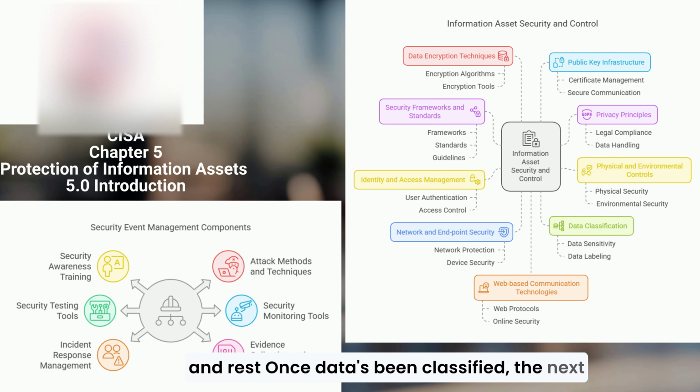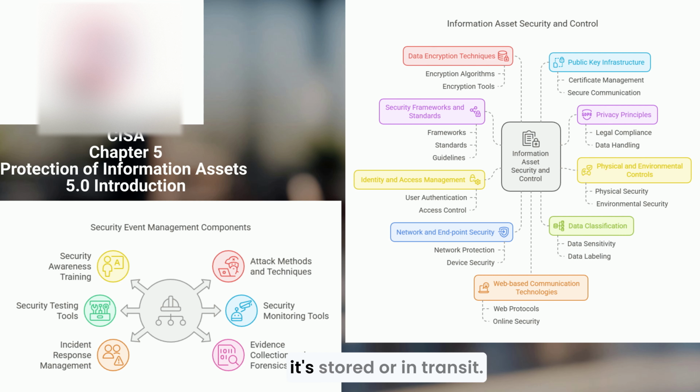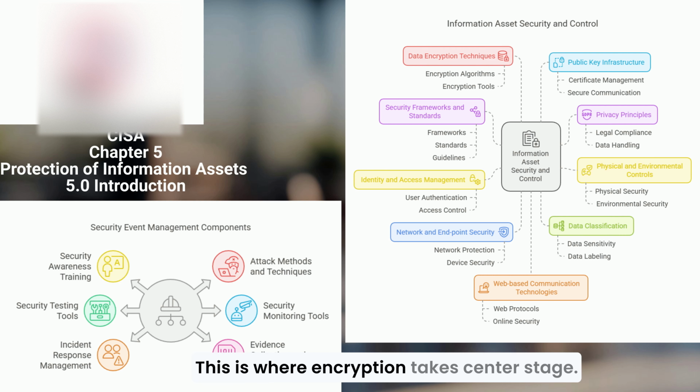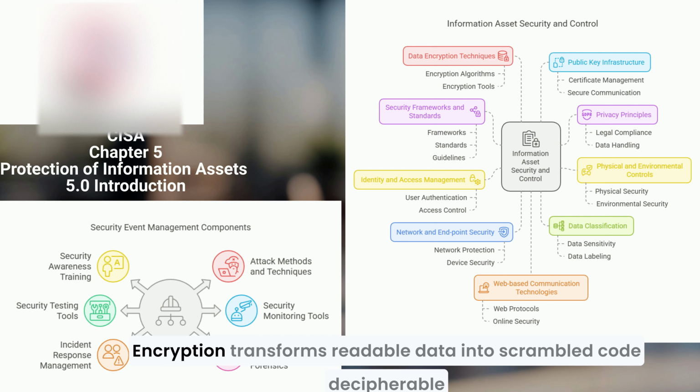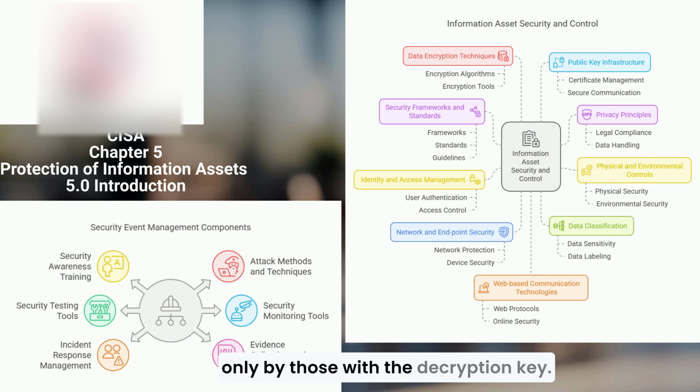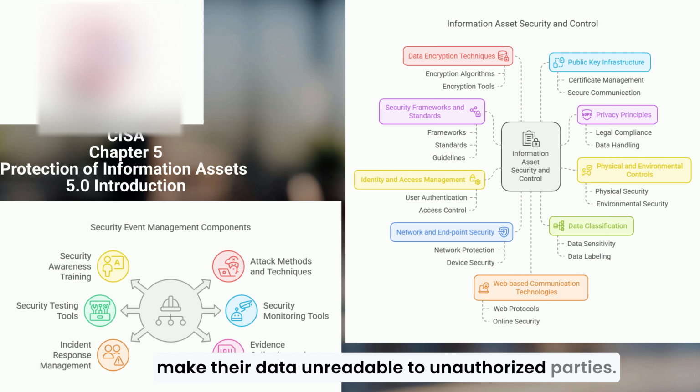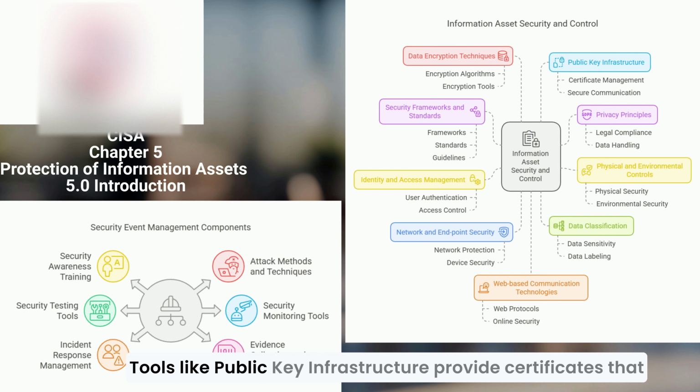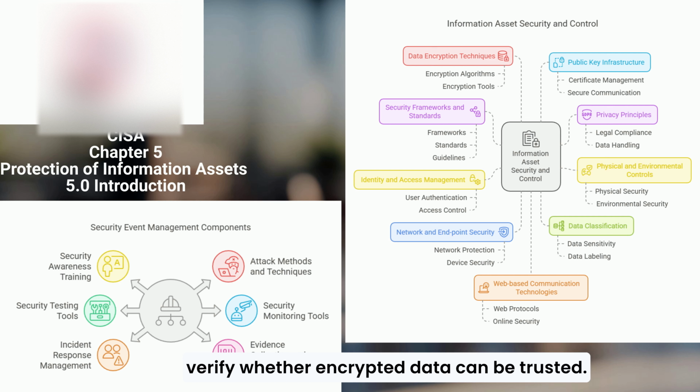Data encryption and beyond, securing data in motion and rest. Once data has been classified, the next step is to keep it secure, particularly when it's stored or in transit. This is where encryption takes center stage. Encryption transforms readable data into scrambled code, decipherable only by those with the decryption key. From symmetric encryption, where one shared key handles both encryption and decryption, to asymmetric encryption, famous for its use of public-private key pairs, organizations use this technology to make their data unreadable to unauthorized parties. Tools like Public Key Infrastructure, PKI, provide certificates that verify whether encrypted data can be trusted.